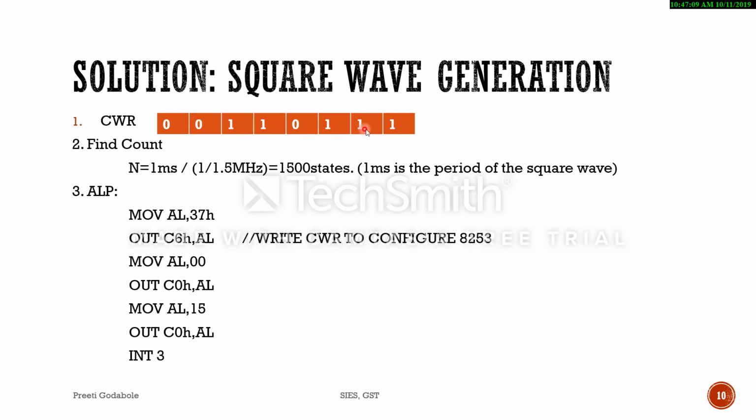The next 3 bits are going to indicate the mode in which 8253 has to operate. Now we know square wave generation is mode 3, so these bits will be set to 0 1 1. The last bit indicates we want the counting in BCD or hex. Now we are selecting BCD, so this bit is set as 1. So the value of the CWR is 37H.